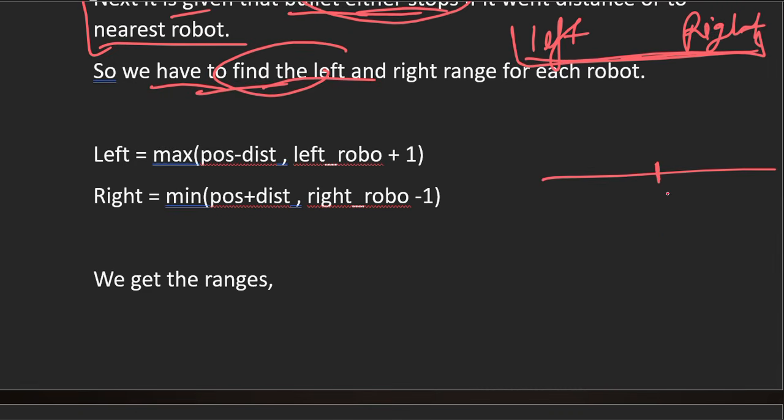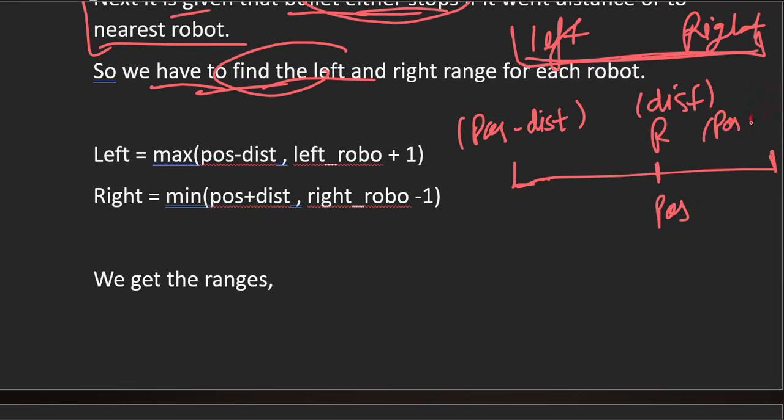Now suppose our robot is present at position, and its range is distance. Normally, if we assume that there is no robot in between, its left range will be position minus distance, and its right range will be position plus distance, right? Position minus distance is the left one and this is the right one. But suppose some robot r dash is present, then we take whichever is maximum.